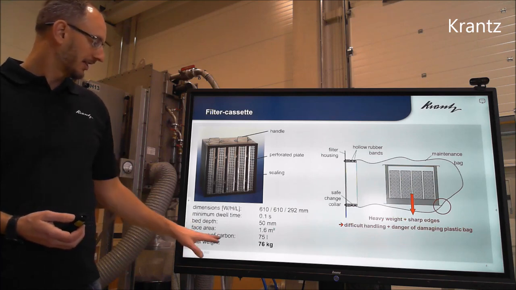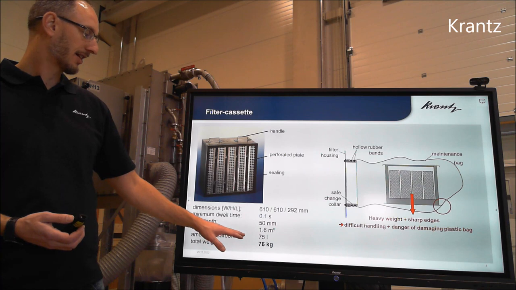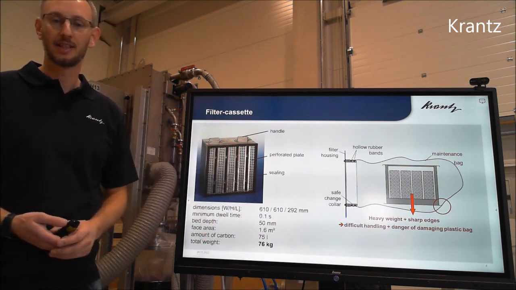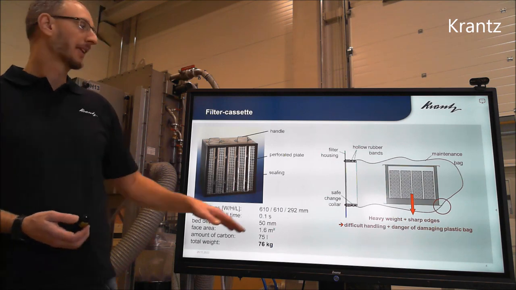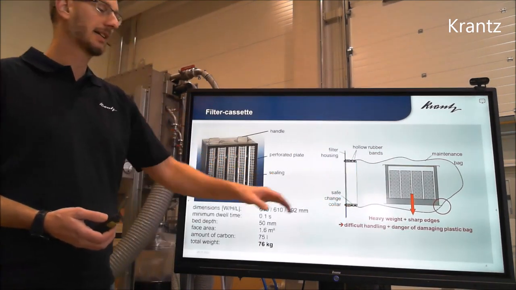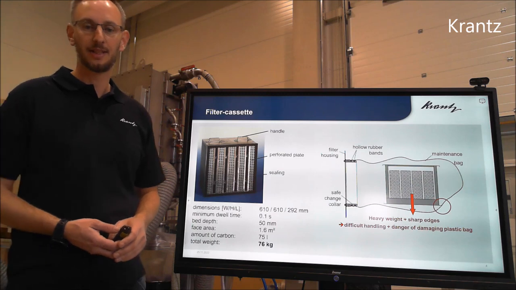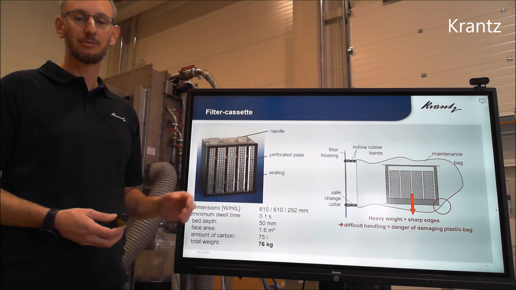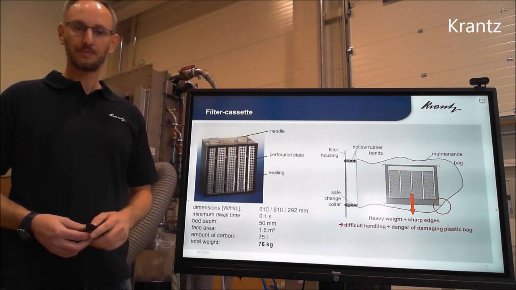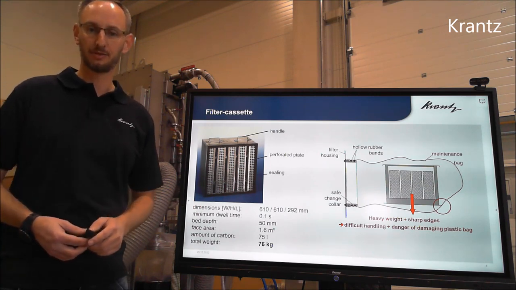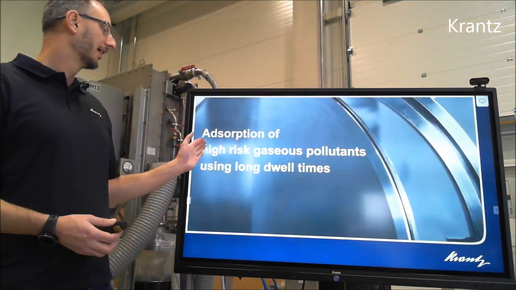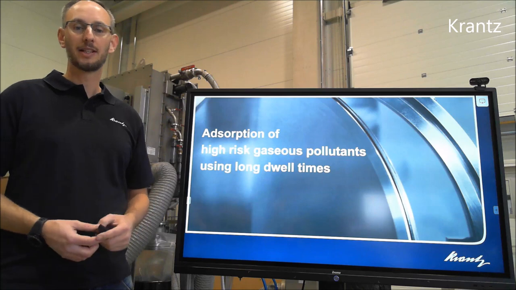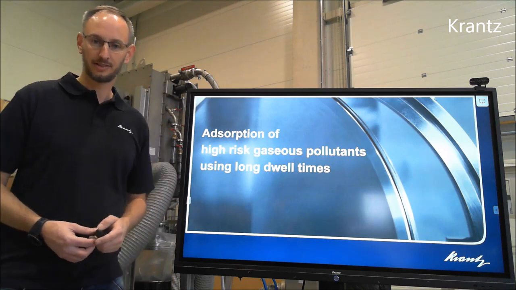But you can also see, due to the amount of carbon and the structure of the filter element, you have a weight of 76 kilograms per filter element. This means in the end that changing the filter element via back-in, back-out technology is very difficult, and therefore we only recommend using this kind of system if you have low-risk gaseous pollutants. If you have to absorb high-risk gaseous pollutants, then we recommend using a bulk carbon filtration system.